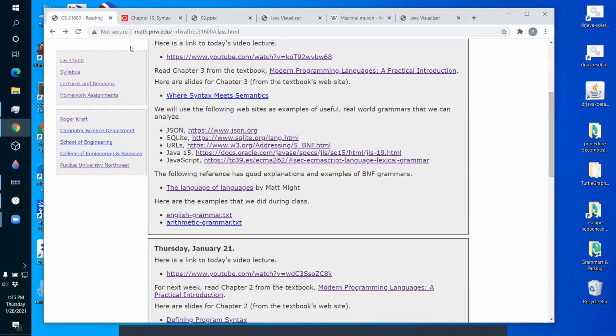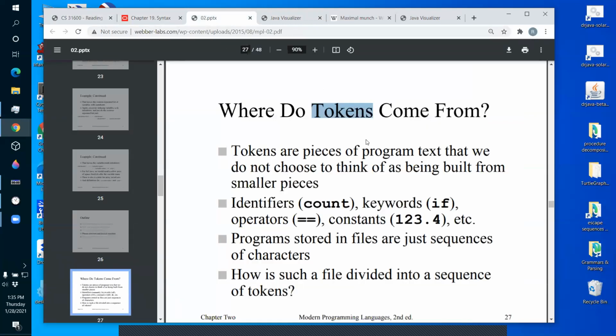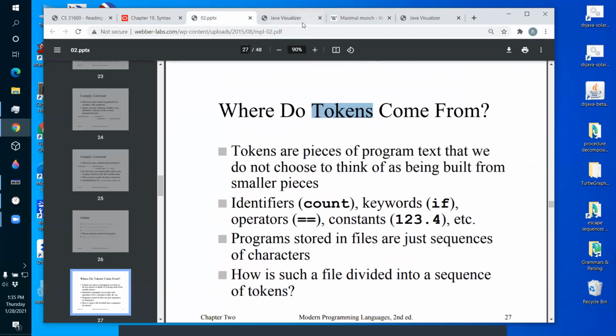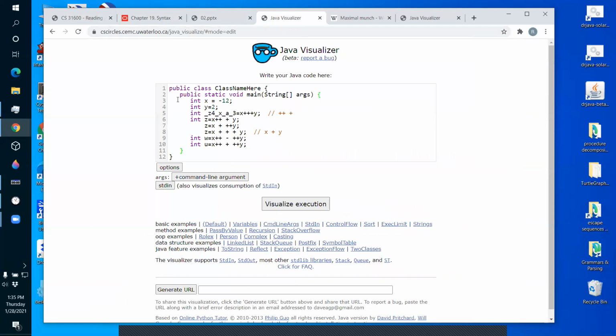this idea of tokenizing. There's a fair amount going on here. And that's the first step of a compiler. The first step of a compiler is to take your program and chunk it up into these tokens.